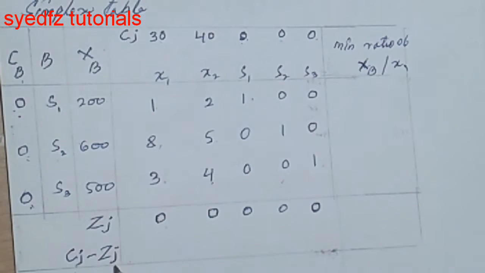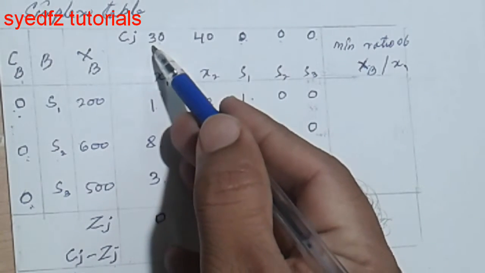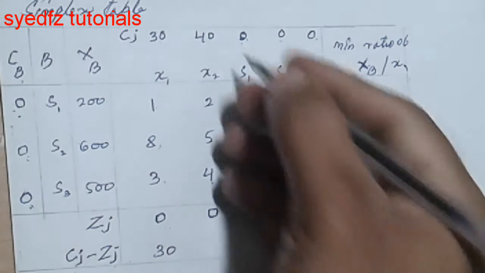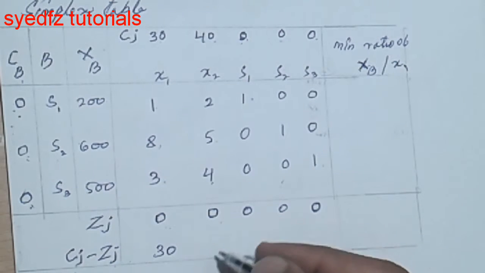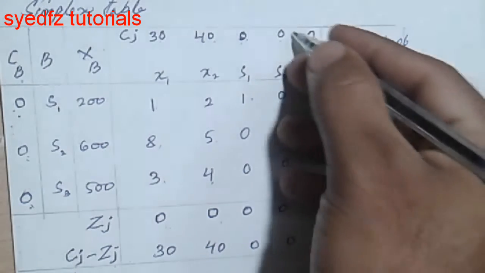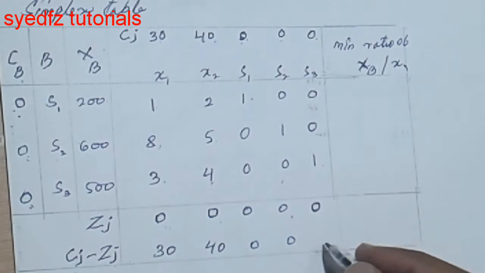Cj minus Zj. Cj how much? 30. 30 minus 0, we will get 30. 40 minus 0, we will get 40. 0 minus 0, 0. 0 minus 0, 0. 0 minus 0, 0.